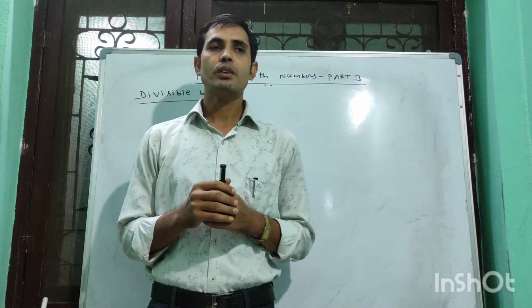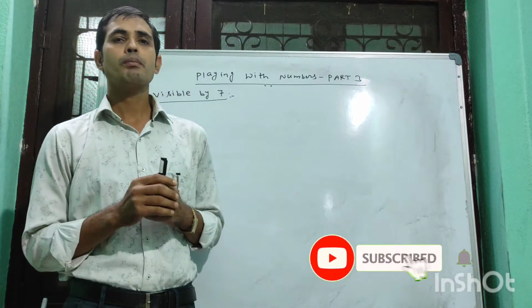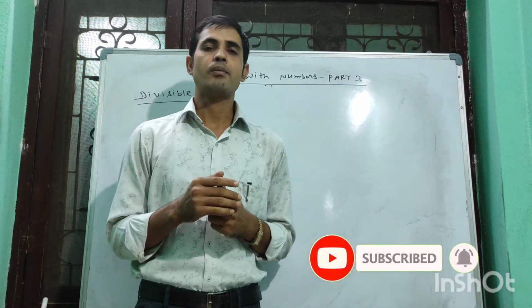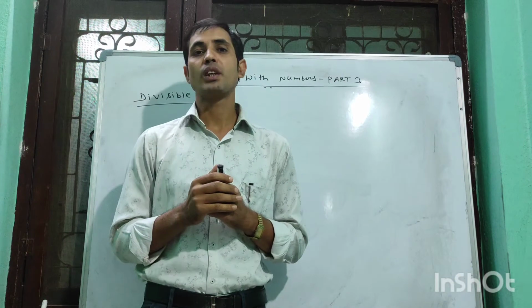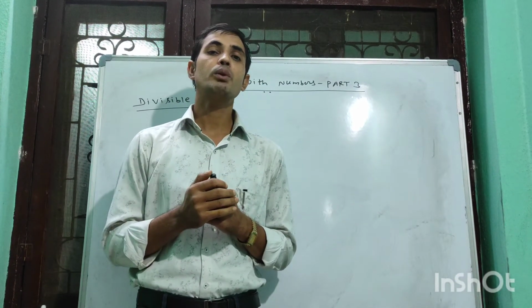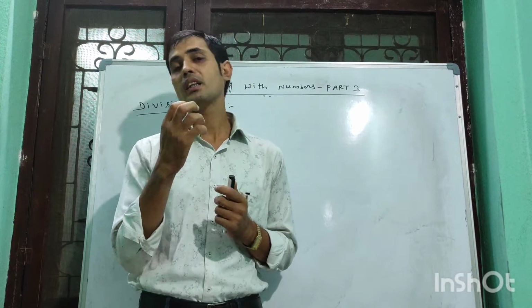डिविजिबल बाय 2, 3, 4, 5, 6, देन 9 एंड 10। आज की क्लास में हम लोग देखेंगे डिविजिबल बाय 7 एंड डिविजिबल बाय 11। This is very important.